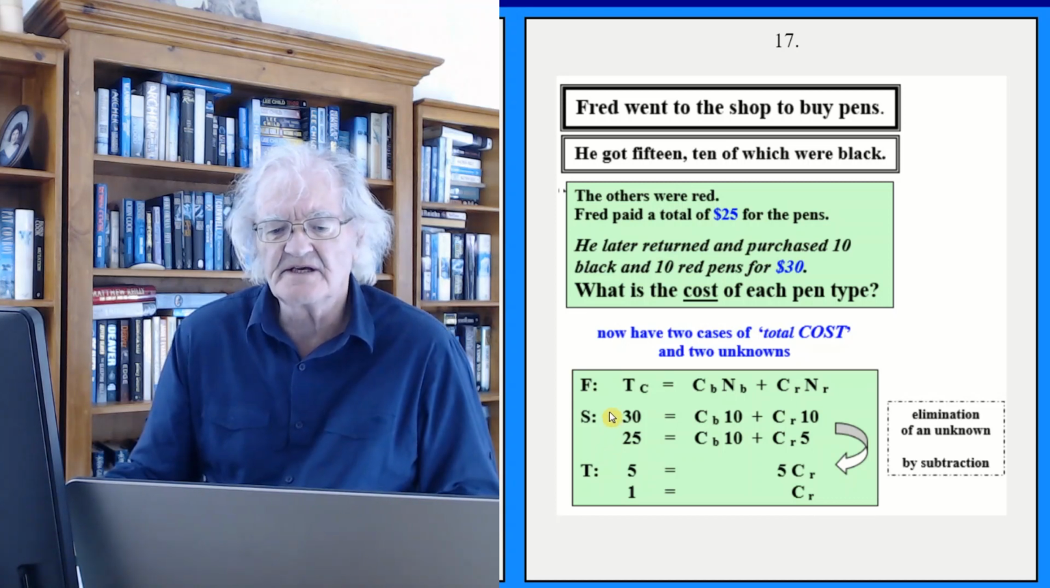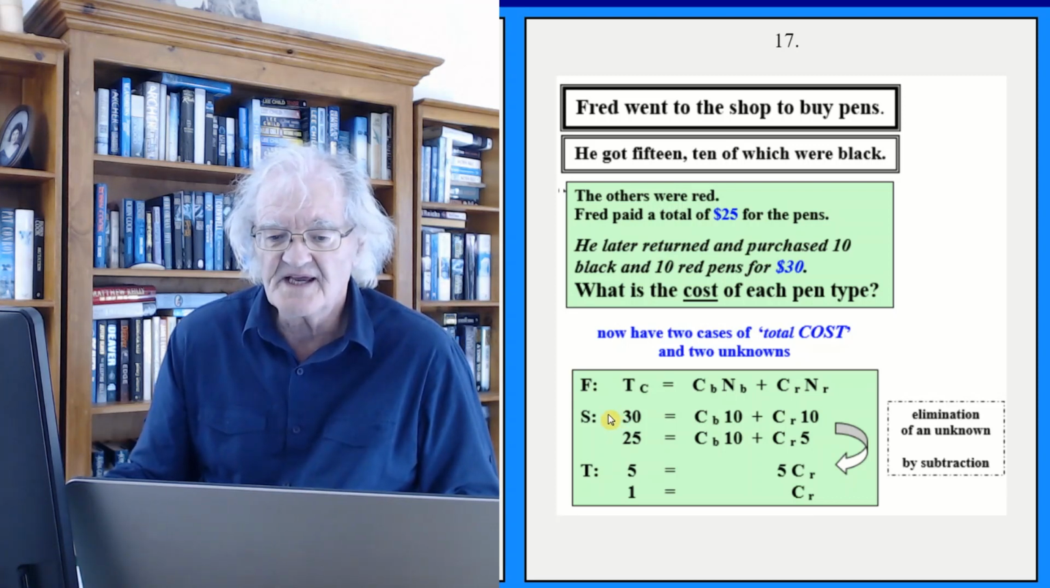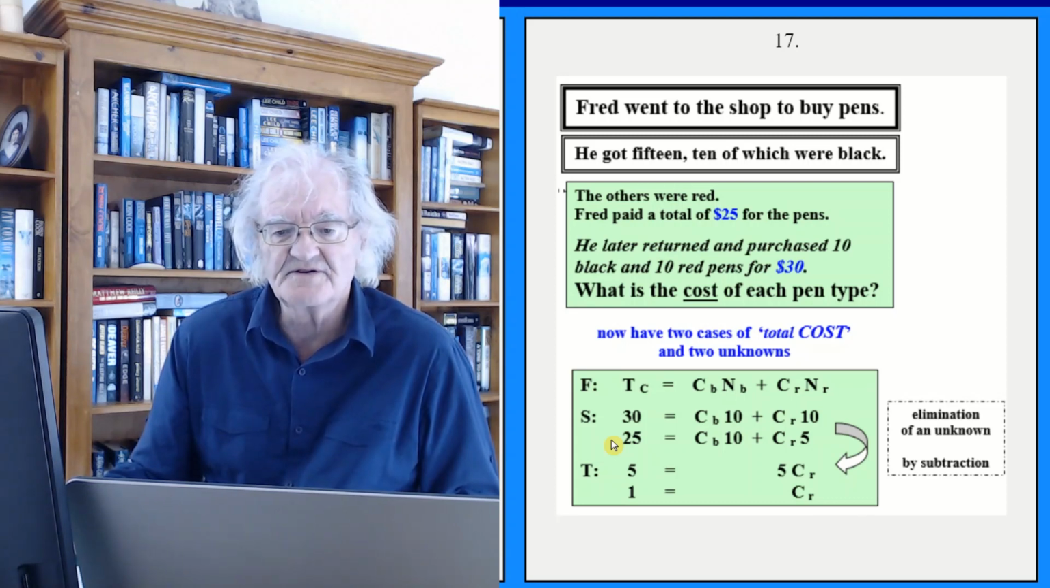As we've seen earlier, we cannot solve an equation with two unknowns, but we can solve equations when there are two unknowns if we have two equations. So what we have to do is combine the information in these two equations to give us our result. Now, if we add these equations together, we get $55 was the cost over the two purchases. That's not helpful.